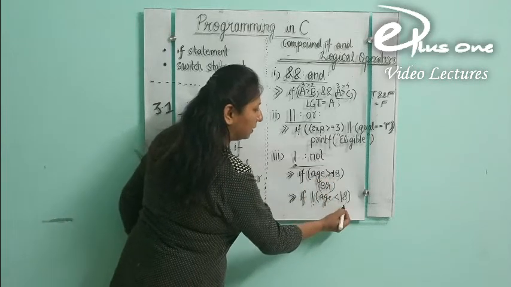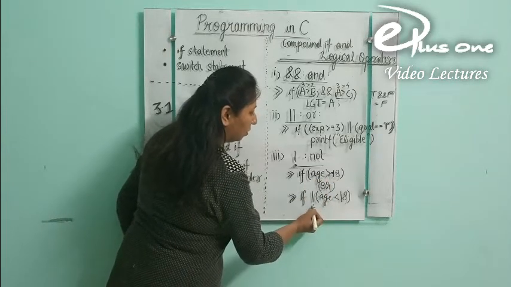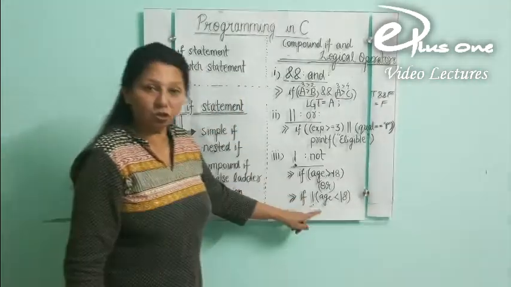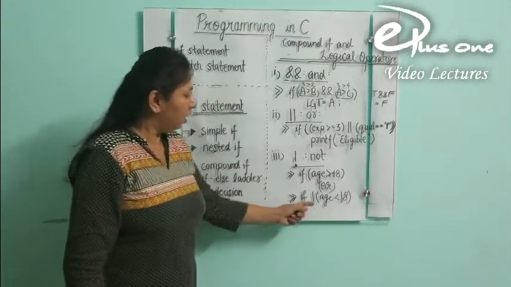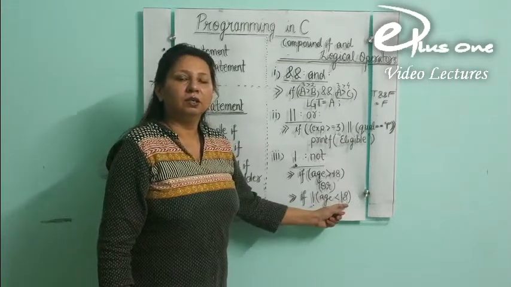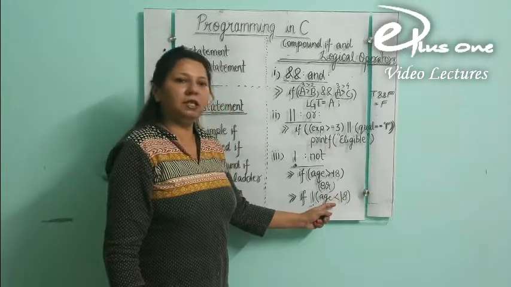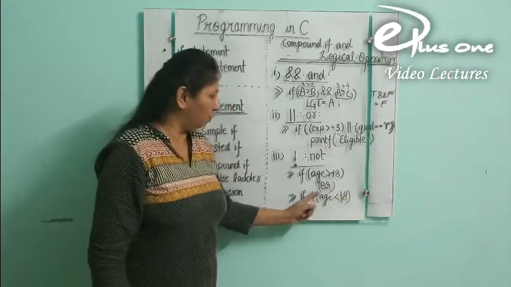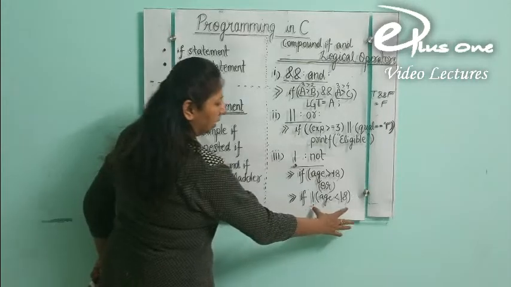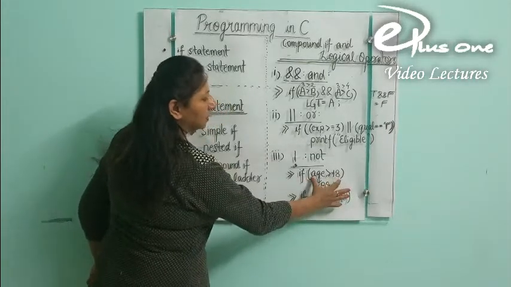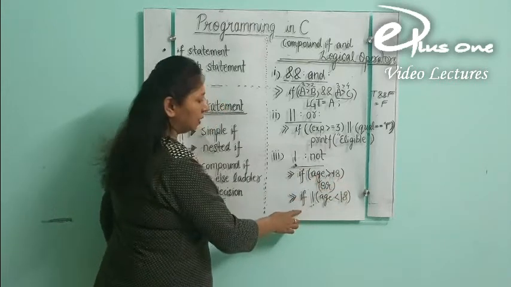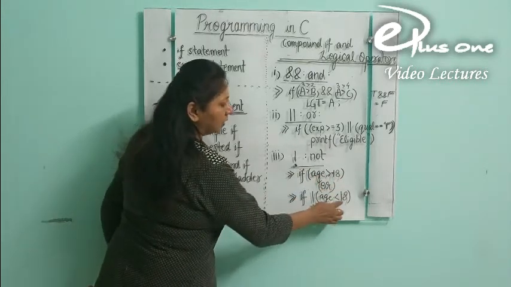I would say age less than 18, but I would also apply a NOT operator. So it will be if NOT of age less than 18. So this, age less than 18, is already false. That means NOT of false will become true. So this particular condition is exactly the same as this condition: if age greater or equal to 18 can also be written as if NOT of age less than 18.